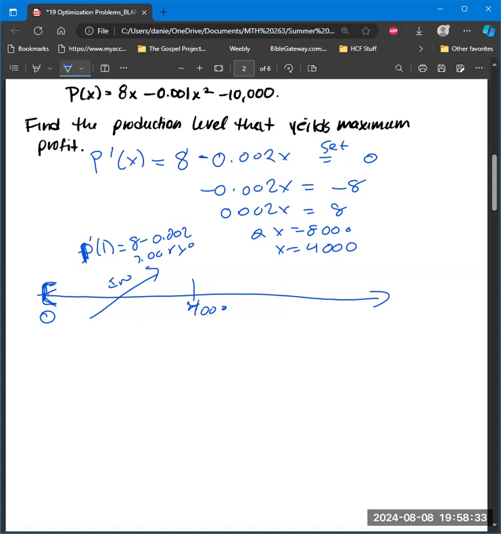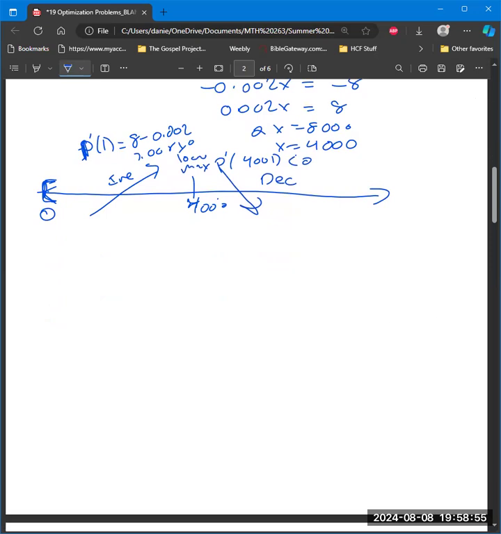So this is increasing on this side. If I have P prime of, say, 4,001, that's going to be less than 0. It's going to be decreasing on this side. I have a local max here. We knew we should have a local max since this is a parabola that opens down.